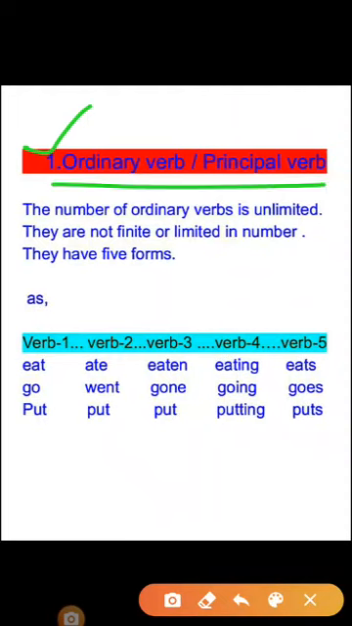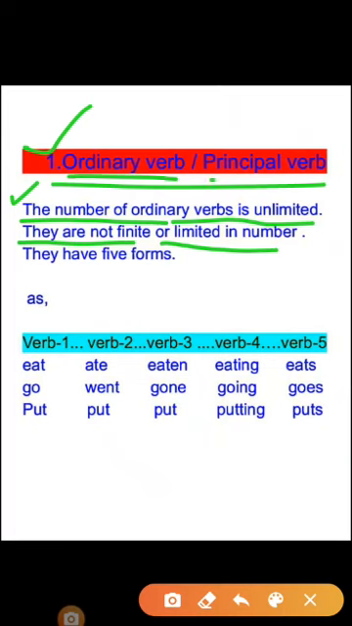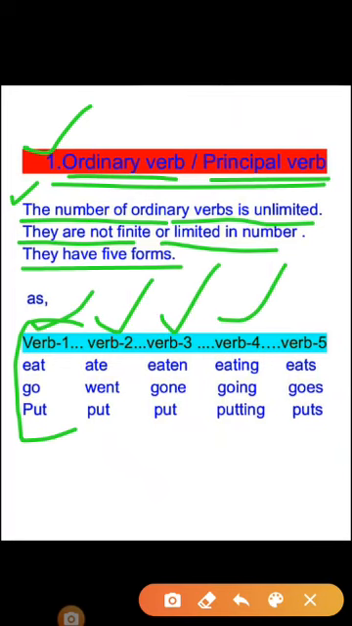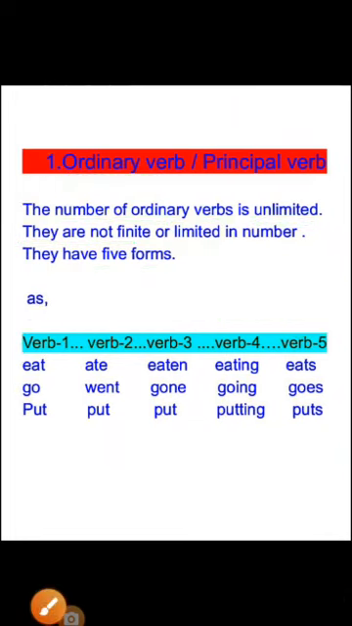What is an ordinary verb or principal verb? The number of ordinary verbs is unlimited. They are not finite or limited in number. And this ordinary verb or principal verb has 5 forms, as you can see in the following examples: verb 1, verb 2, verb 3, verb 4 and verb 5.